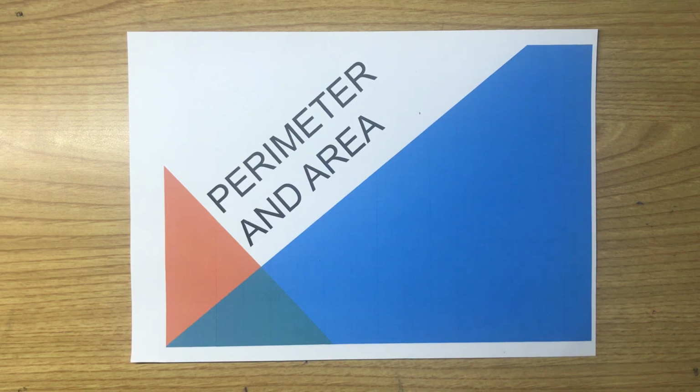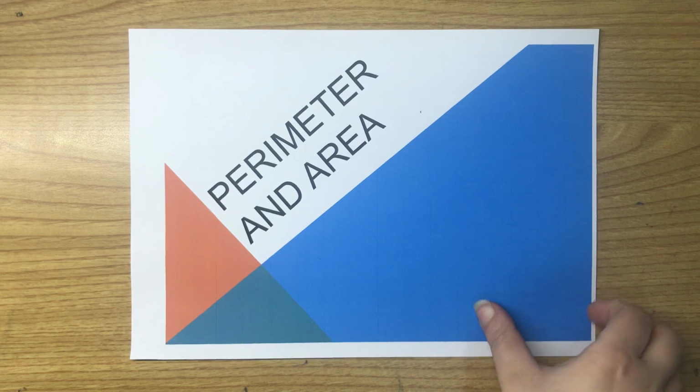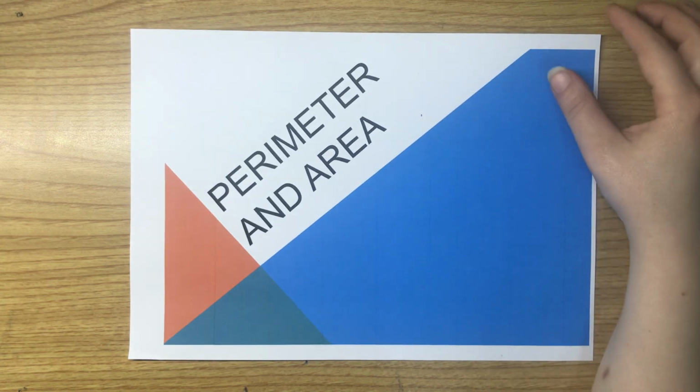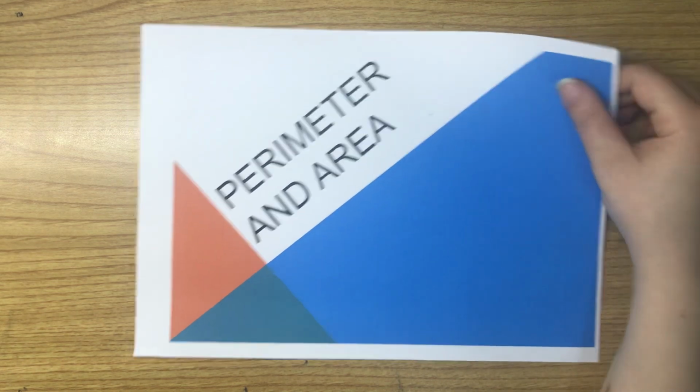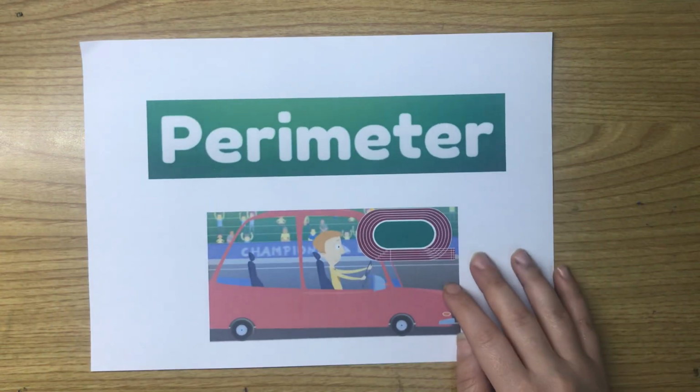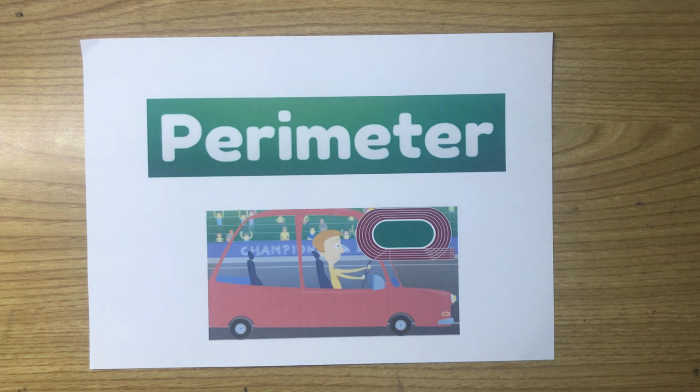Today's lesson is going to be about perimeter and area. We are going to take two special cases, which are squares and rectangles. Okay, so the first thing that I want to talk about is the perimeter.